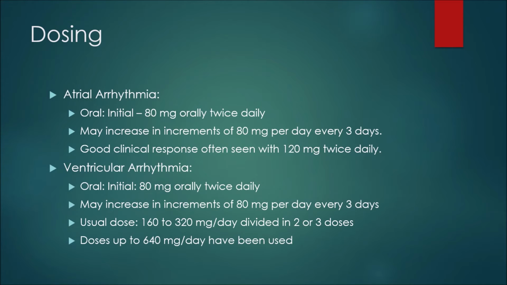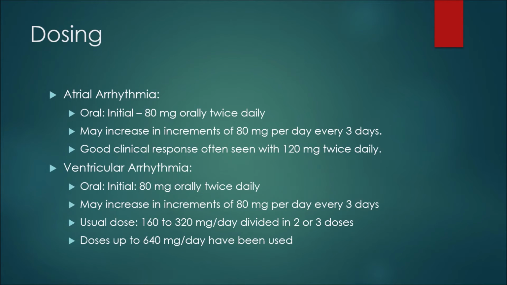So in the treatment of atrial arrhythmia, the oral dose initially would be 80 milligrams orally twice daily, with the option to increase in increments of 80 milligrams per day every 3 days. Good clinical response is often seen with 120 milligrams twice daily.